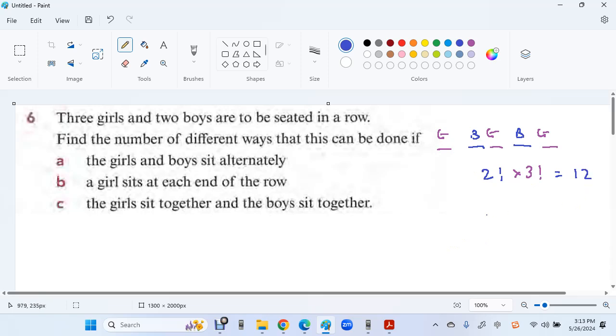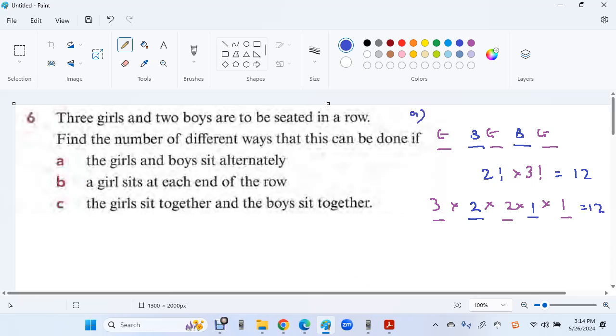So actually we can also do it this way: 2 times 1, and then for the girl here we have 3 2 1, so this will be 12.